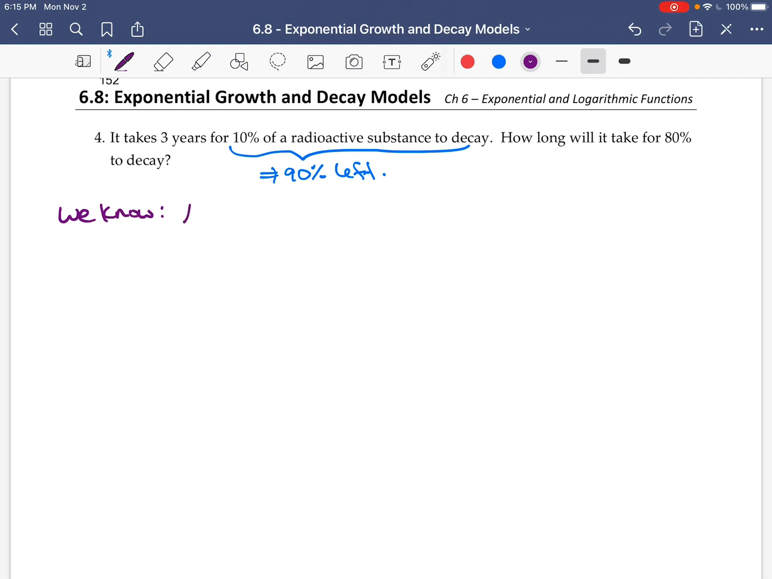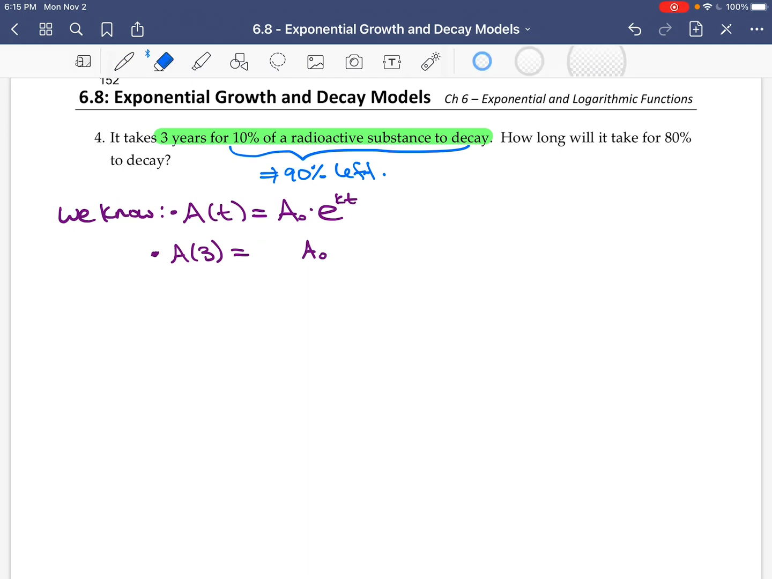So let's call it A of t. So A of t is going to be A0 times e to the kt. Okay, so we know it's going to have that form. So that's the first thing we know. And then the second thing, is from this, so 3 years, 10% decays. So that means that A of 3 is going to be 90% of what it initially was. So that's going to be 0.9 times A0. Okay, so that is the green bit.